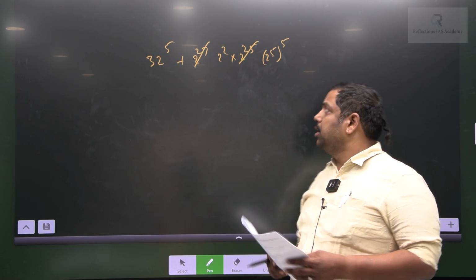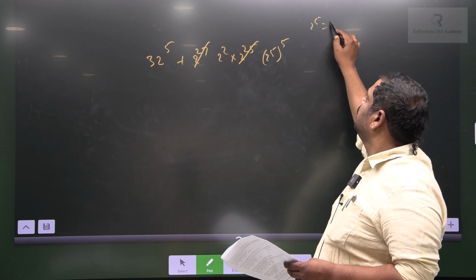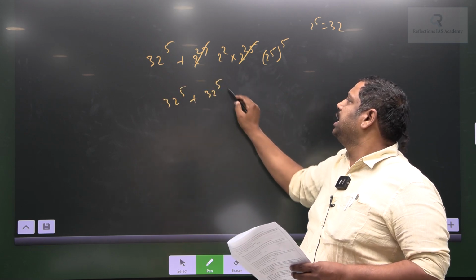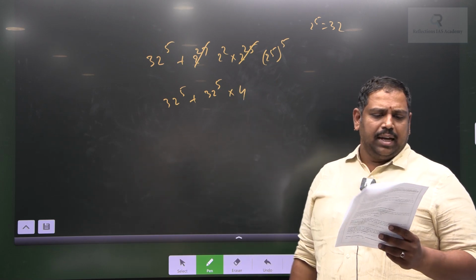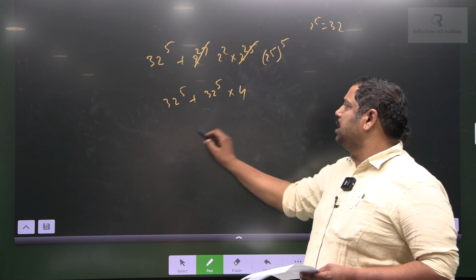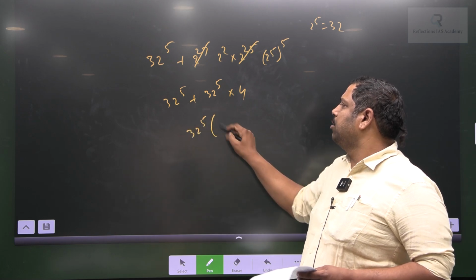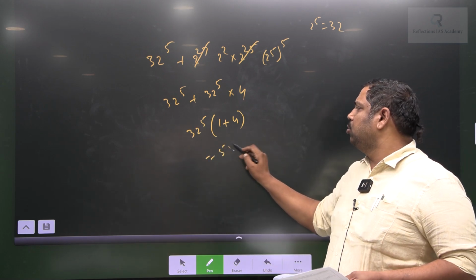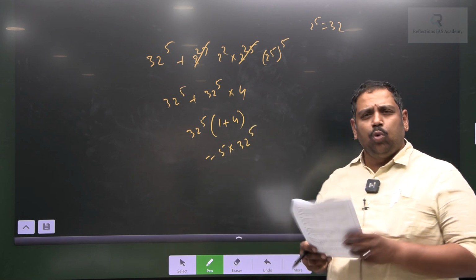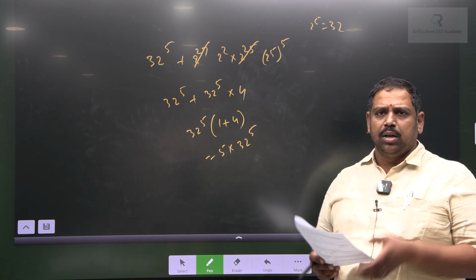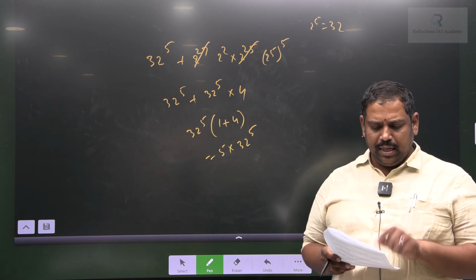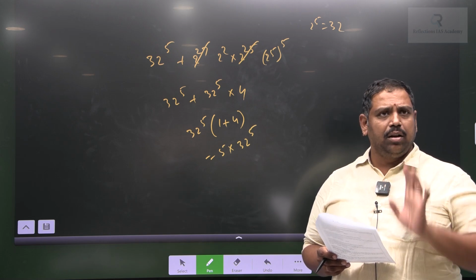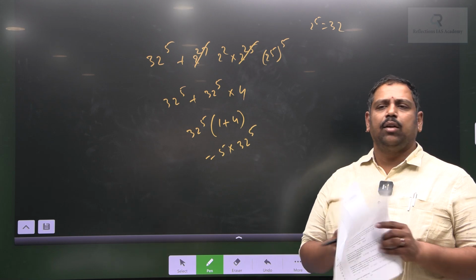Got it? Good. Now, 2 power 5 is how much here? 32. Now, it is 32 power 5 plus 32 power 5 into 2 square, and 2 square is how much here? 4. He is asking what it is divisible by. Can I take 32 power 5 common? Then it will be 1 plus 4. 1 plus 4 is how much here? 5. Means it is 5 into 32 power 5. 32 means only 2's. Only 2's. So 5 into 2, is it there? Will you get 3? No. Will you get 7? Will you get 11? No. So it is divisible by 10 only.